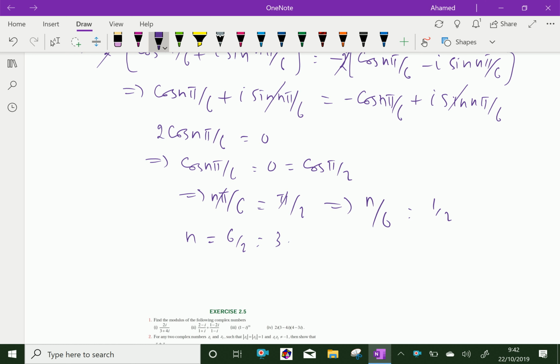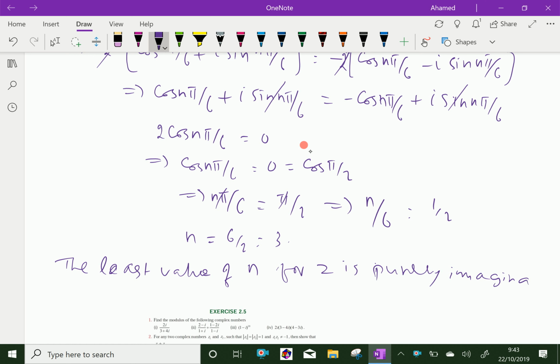Therefore, the least value of n for z is purely imaginary is n equal to 3.